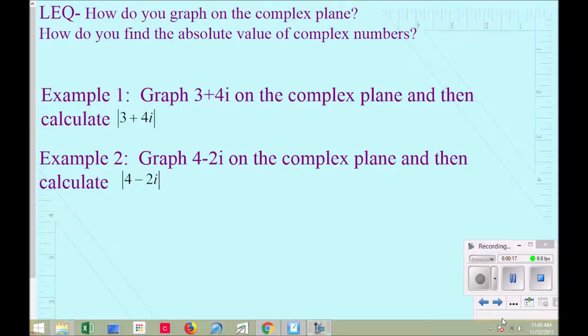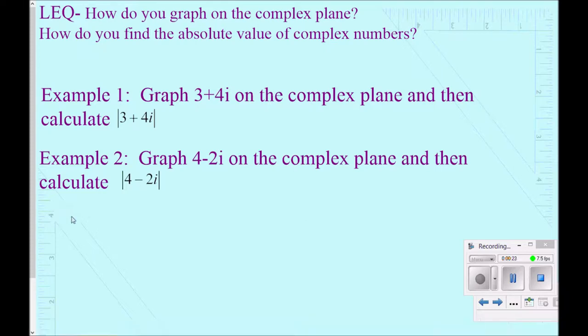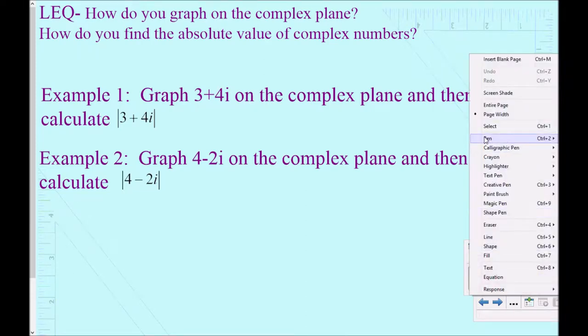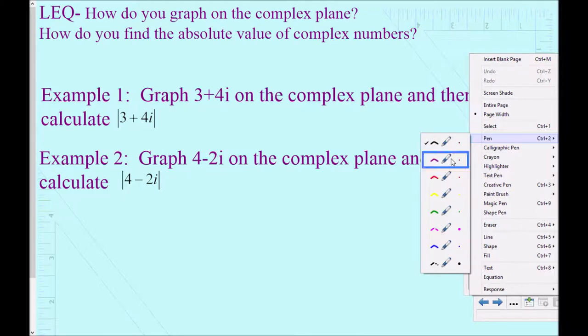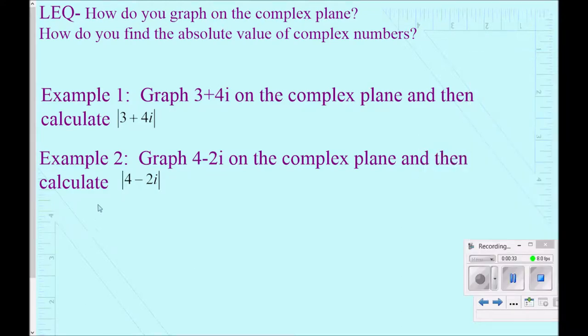Numbers on the complex plane, and also how to calculate the absolute value of a complex number. So we'll start with, just in your notes, go ahead and make yourself a coordinate plane that looks just like a normal coordinate plane.